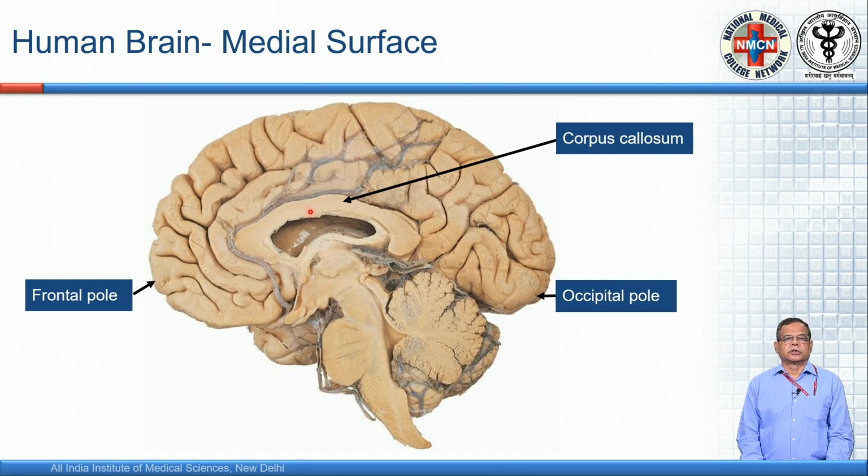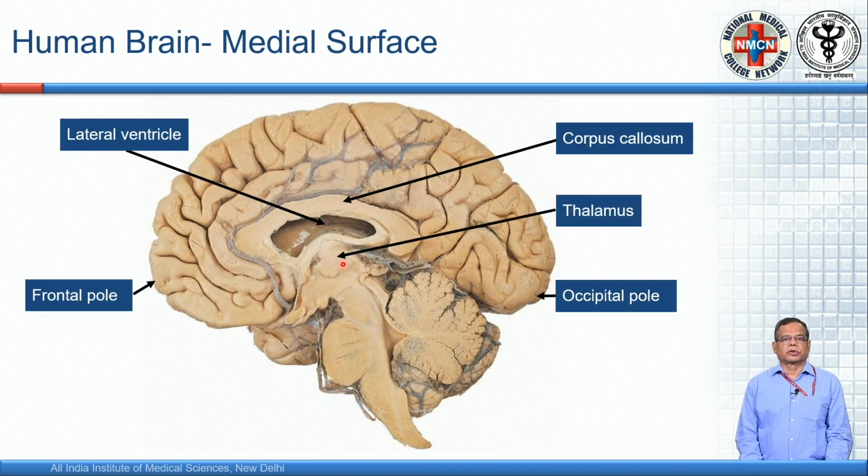The medial surface of the brain: the obvious feature is the corpus callosum, the greatest commissural fibers in the brain, connecting the two cerebral hemispheres. Just below the corpus callosum, this cavity is the cavity of the lateral ventricle. Below the lateral ventricle is the third ventricular area, which is formed by the thalamus and the hypothalamus.